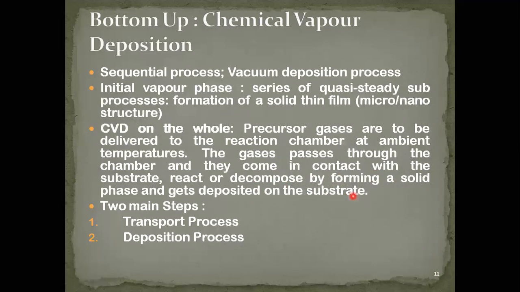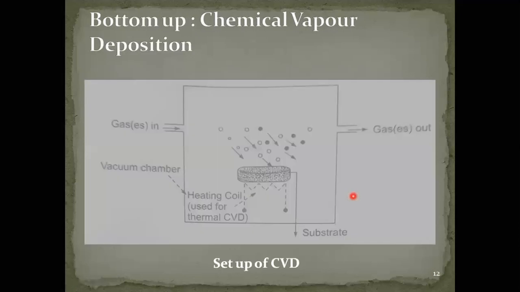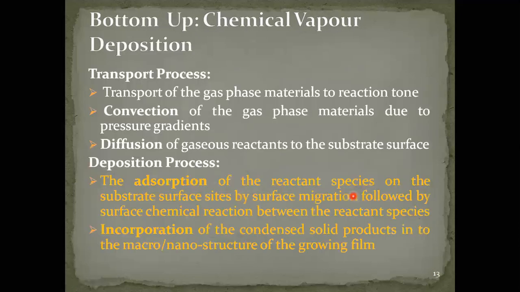But what actually happens is there are two main steps. One is what you call the transport process. Another one is what you call the deposition process. So what happens in the transport process? Transport means gases get transported. The main things you have to remember in the transport process are convection and diffusion. What do we mean by convection? Transfer of heat by the movement of the fluid.